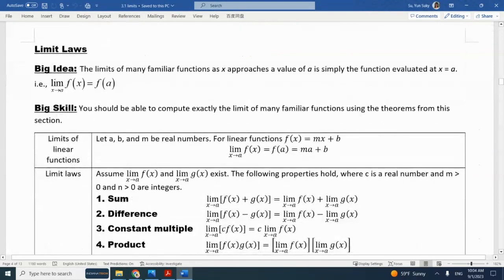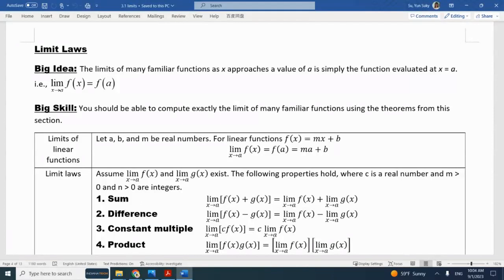So limit laws. For many of the functions, we can plug in the number. So many of the functions, we can do that. Okay? But if you get something weird, like 0 over 0, then we need to do more things. Okay? Next, you should be able to compute exactly the limits of many familiar functions using the theorems from this section. Okay, limits of a linear function.